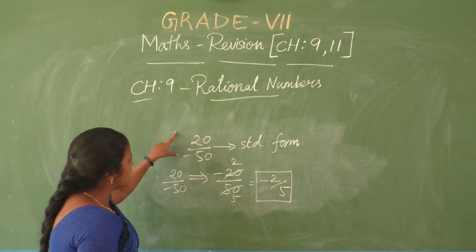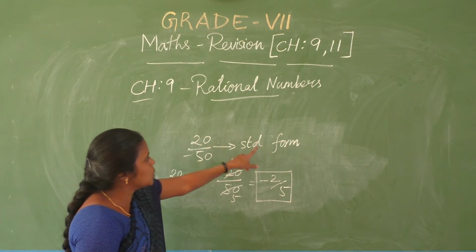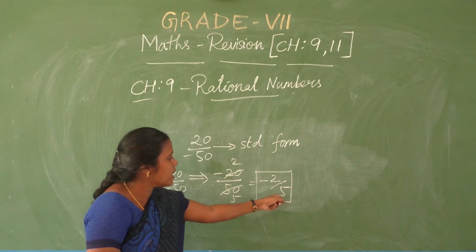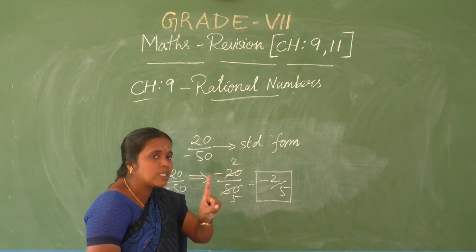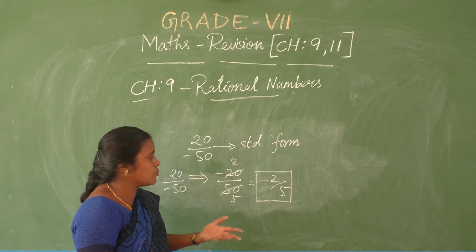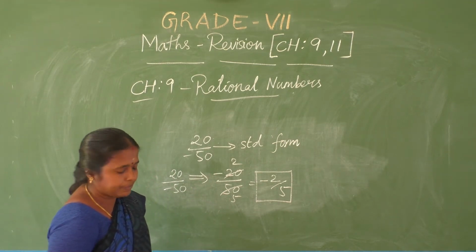So how do you write any rational number into standard form? It means having the denominator as positive and the common factor as 1. Clear? In this way you have to write. Clear?